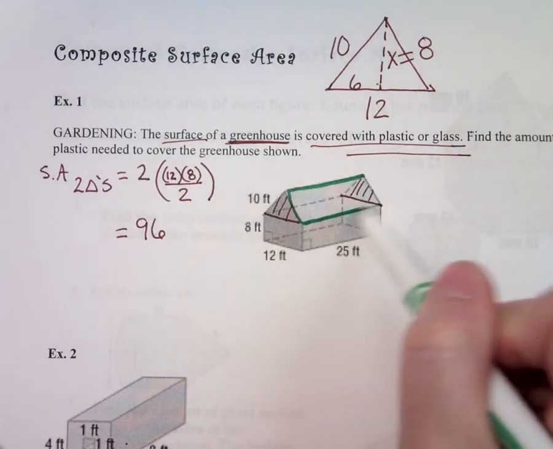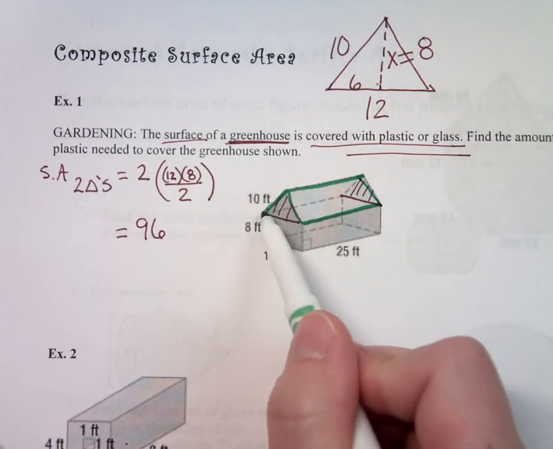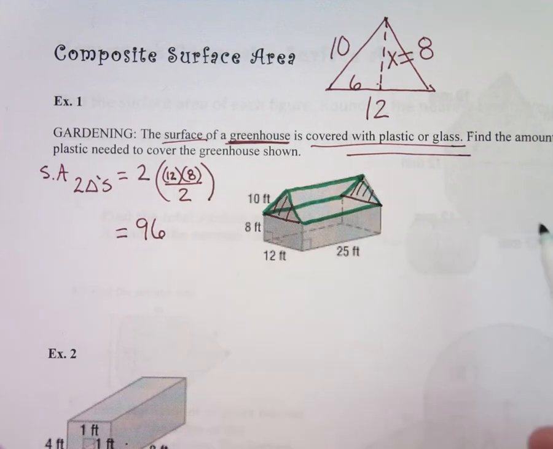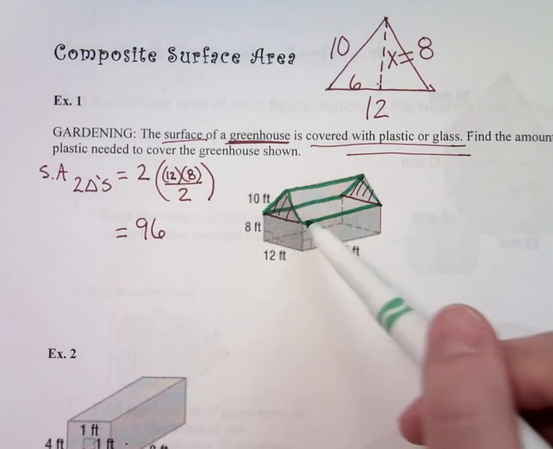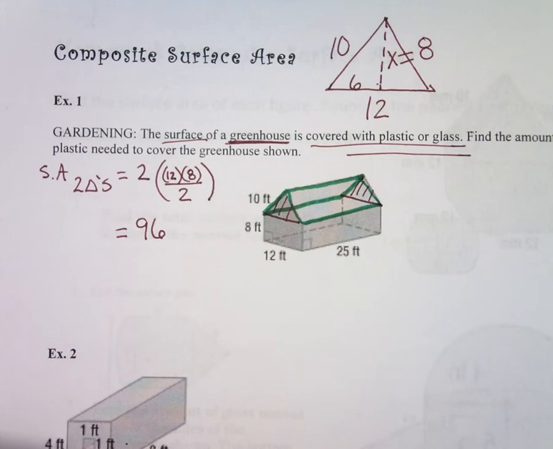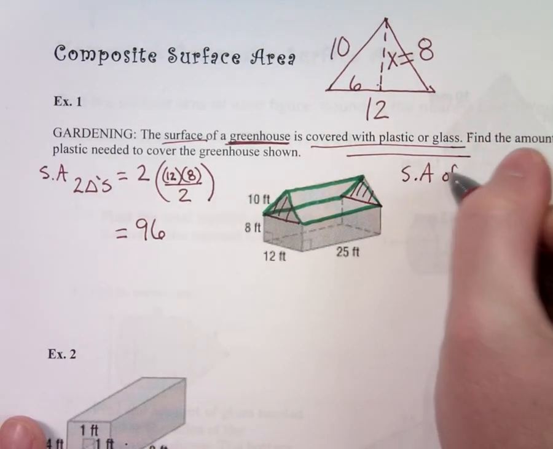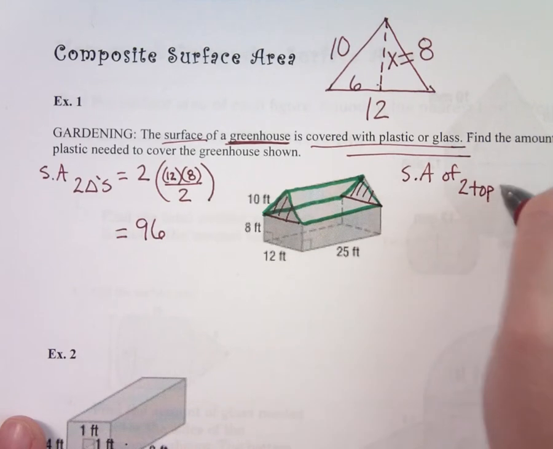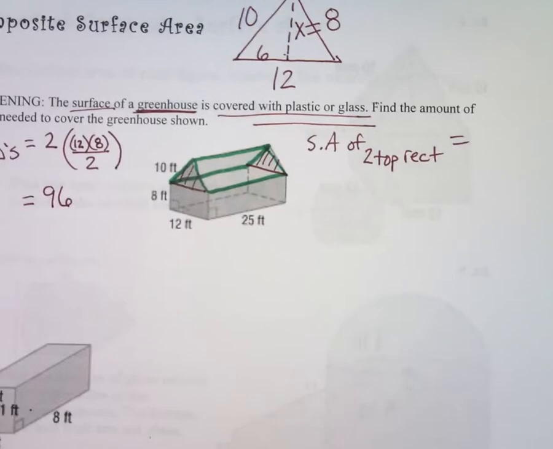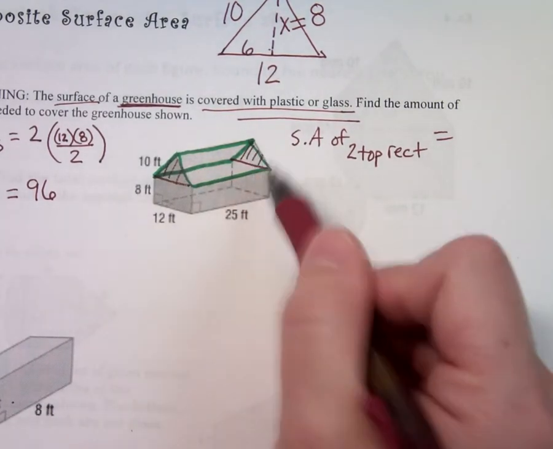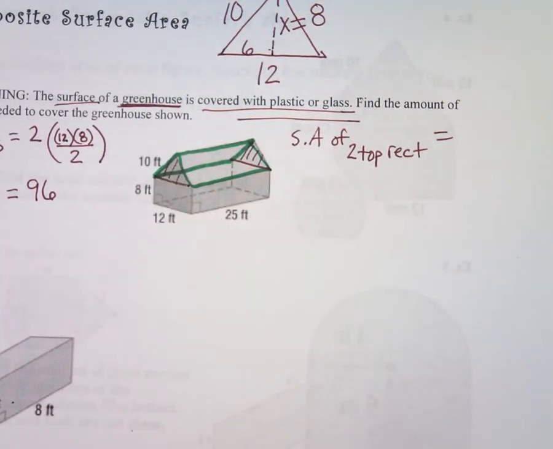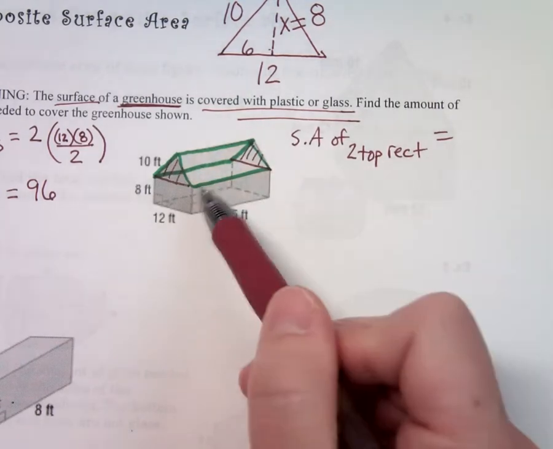So I need to find this rectangle on top, and then I'm going to find this other rectangle on top. So let's look to see if we know what its dimensions are. Over here I'm going to find the surface area of 2 top rectangles, the ones I colored in green. Okay, let's see if we can do this part in our head.